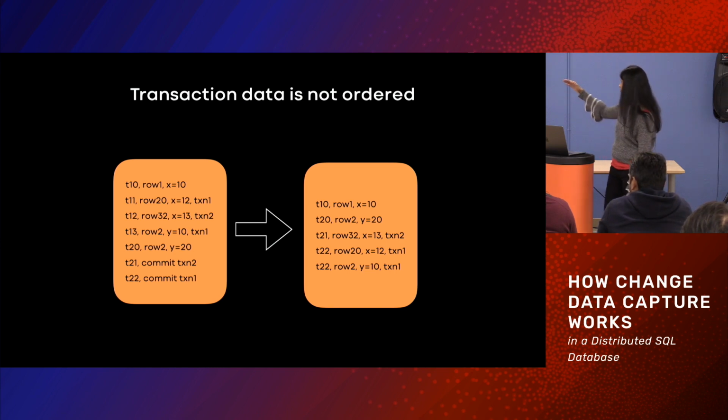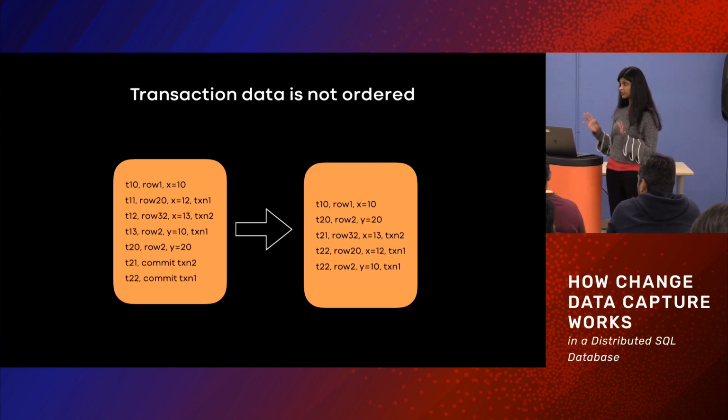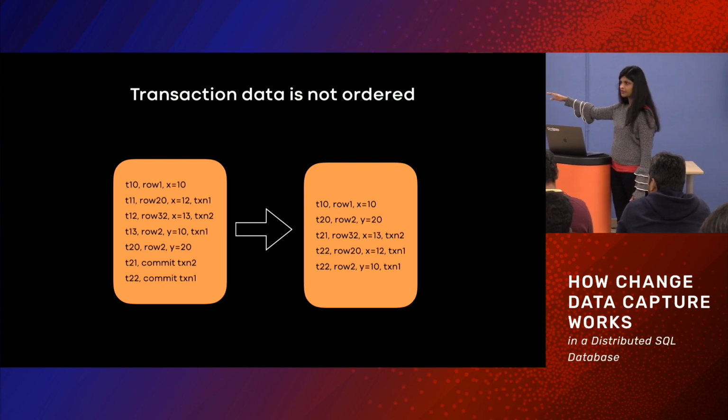Here's an example. At time 10, you have a write that was not part of a transaction. At time 11, you had a write for transaction 1. At time 12, you had a write for transaction 2. Both of these are provisional records, so they should not be made visible to anybody, not even to CDC consumers. Then at time 21, you have a commit on transaction 2. The interesting thing here is that transaction 2 committed before transaction 1, but the provisional record for transaction 2 happened after a provisional record for transaction 1.